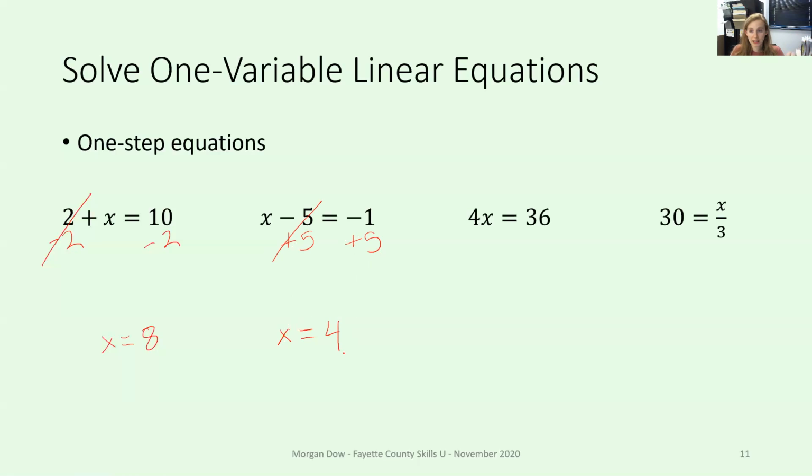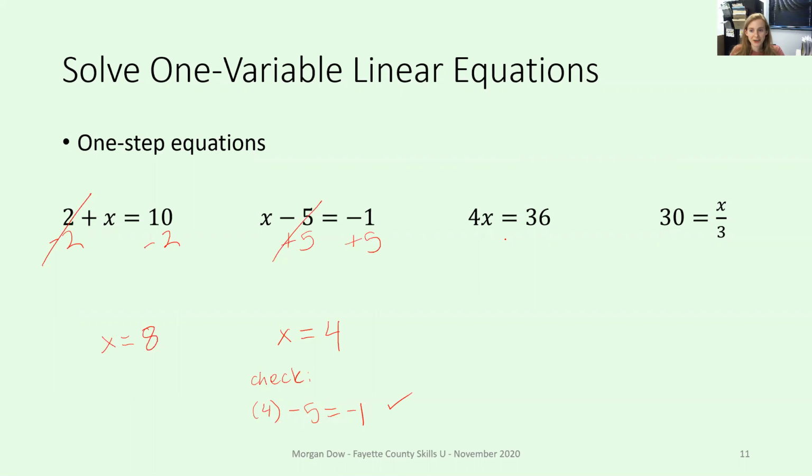Now, I could go ahead and double check my solution by replacing it into the original equation. So to check my answer, I'm going to take my solution of 4 and replace it where the x is. And I would double check that this is actually true. So is it true that 4 minus 5 equals negative 1? Yes, it is true.